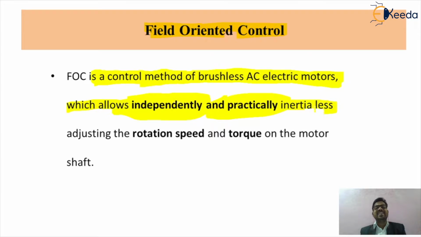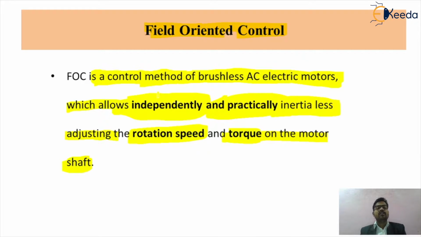And basically the inertialess means, as we have seen, the time invariant quantity, and we are getting the value of the rotation speed, or we call it omega m, and we are getting the value of the torque on the motor shaft. So this whole scheme will be treated as field oriented control.